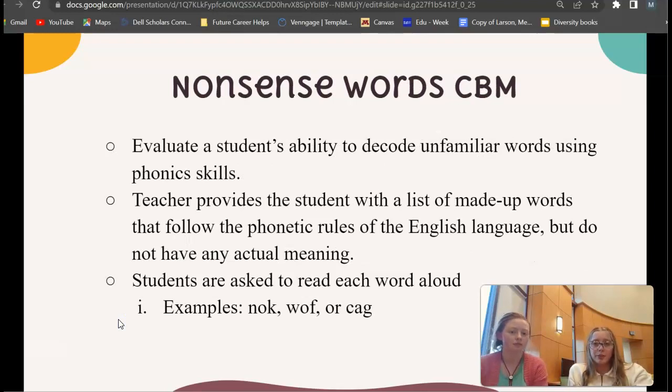So another one our chapter talked about was nonsense words. This evaluates the student's ability to decode unfamiliar words using their phonics skills. The teacher will provide the student with a list of made-up words that follow the phonic rules of the English language, but that don't actually have any meaning. Students are asked to read each word aloud. There are some examples provided here below.